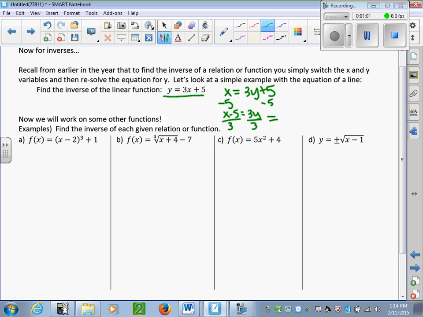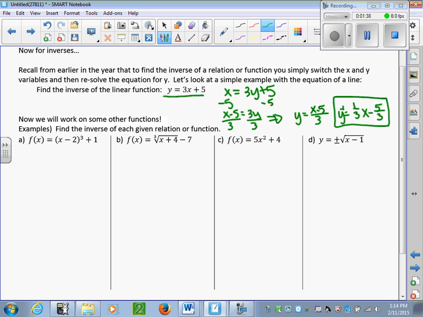So this gets me to y equals (x minus 5) divided by 3, which can also be written as y equals 1/3 x minus 5/3. I can split that 3 because both parts of my numerator are being divided by 3, so I can split it up into both pieces. Then this is the inverse, which is indicated by a -1. So y to the -1 indicates that this is the inverse of the original function here.